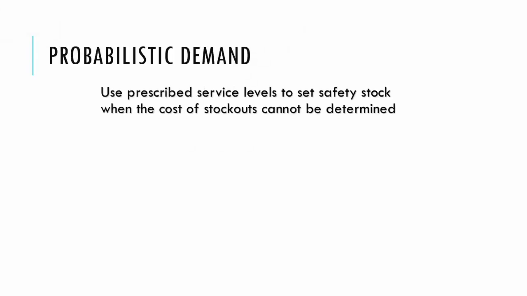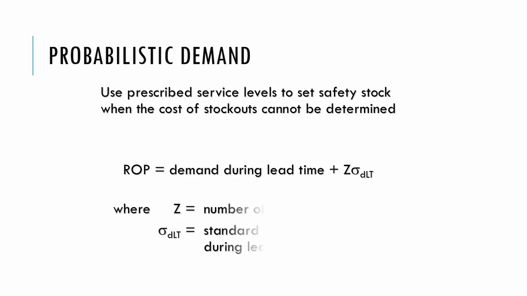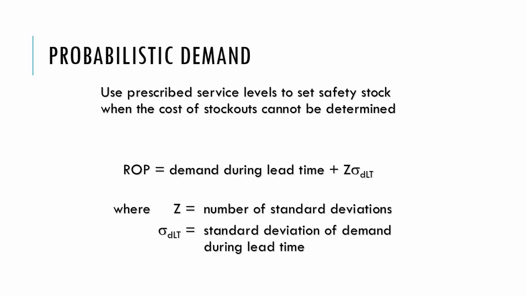Now, we can also use prescribed service levels to set safety stock when the cost of stockouts can't be determined. So there we knew how much it was going to cost to stock out. It was $40. Right? We knew how many times we were going to order per year.